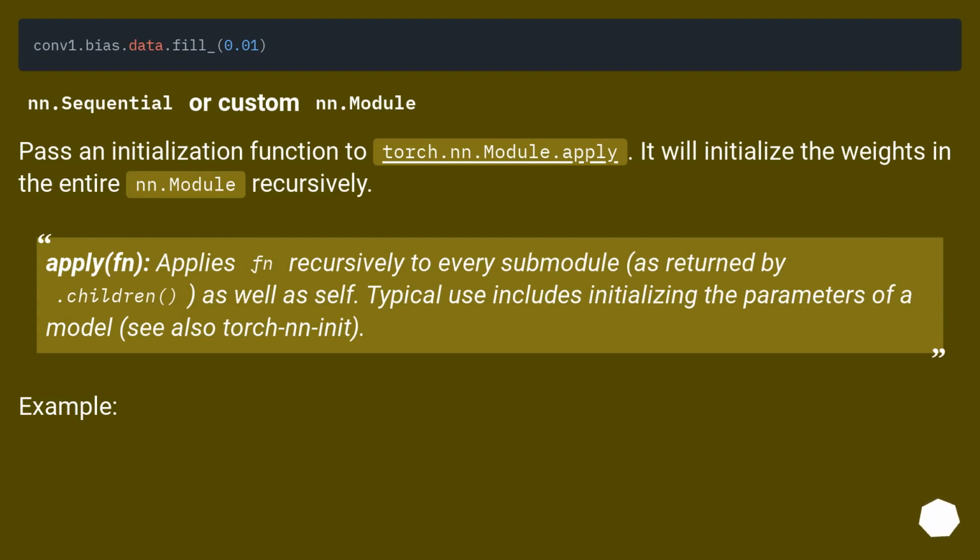For nn.Sequential or a custom nn.Module, pass an initialization function to torch.nn.Module.apply. It will initialize the weights in the entire nn.Module recursively. Apply fn applies fn recursively to every submodule, as returned by children, as well as self. Typical use includes initializing the parameters of a model, see also torch.nn.init. Example.